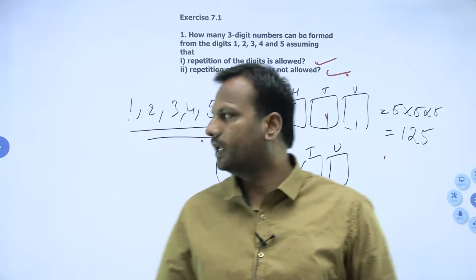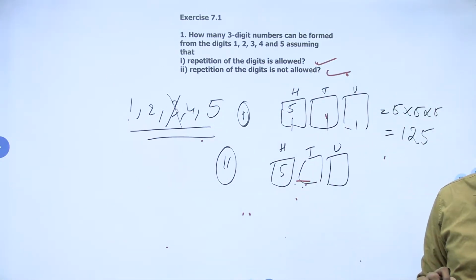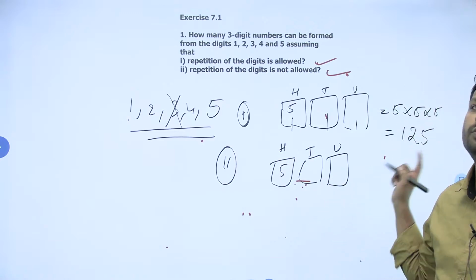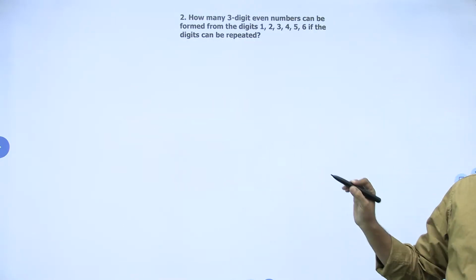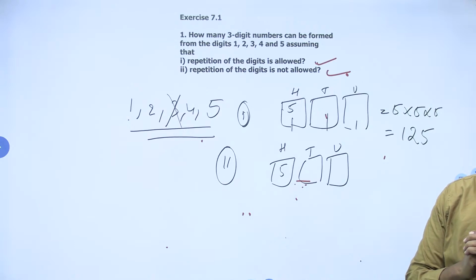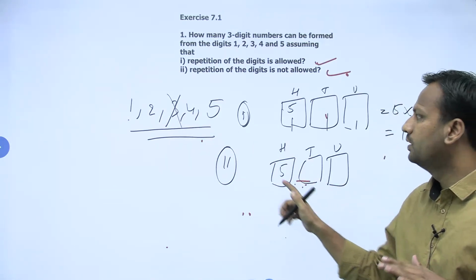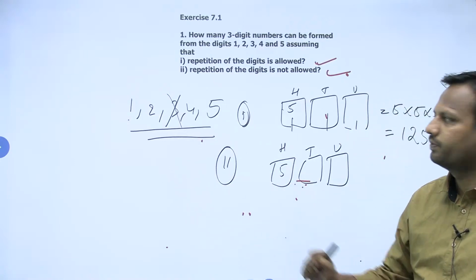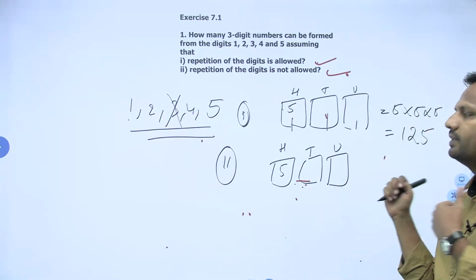Now suppose, let me take, you have filled the number 3 in the hundreds place, right? Once again you should not use that number 3 in the tens as well as units place here. Why? Because they are saying that repetition of the digits is not allowed, students. So once again you should not use the 3 here. So how many numbers are left out to fill the tens place now? 1, 2, 4, 5. There are 4 numbers left out to fill the tens place.